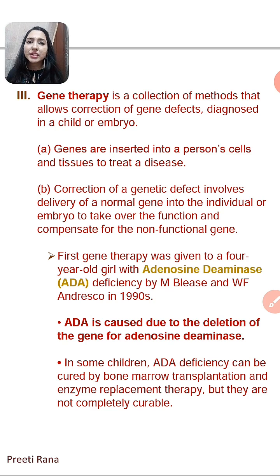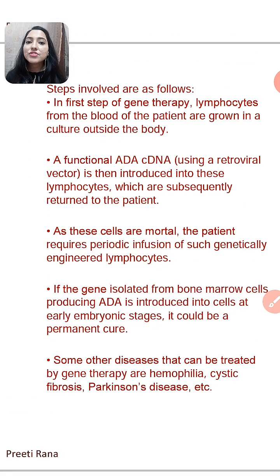In some children, ADA deficiency can be cured by bone marrow transplantation and enzyme replacement therapy, but they are not completely curable. In the first step of gene therapy, lymphocytes from the blood of the patients are grown outside the body in the culture medium. Complementary DNA for ADA is introduced in the lymphocytes. As the lymphocytes are mortal, patients need periodic infusion of genetically engineered lymphocytes.